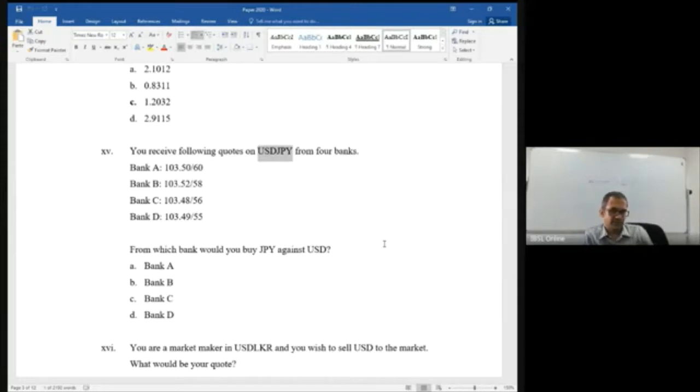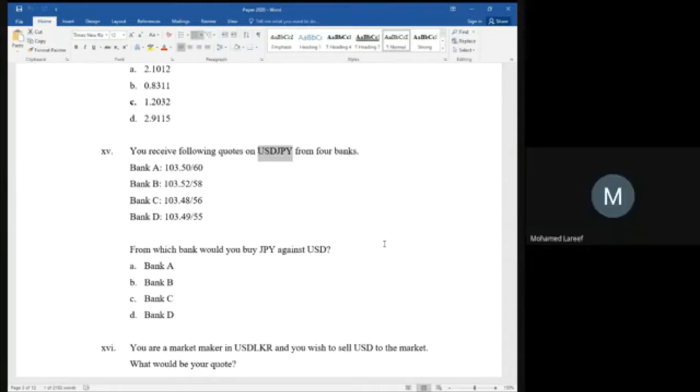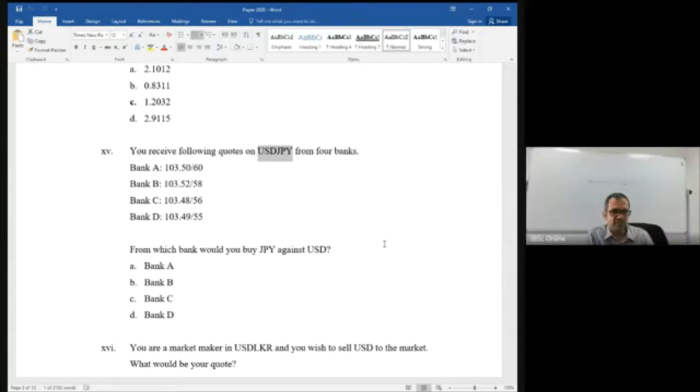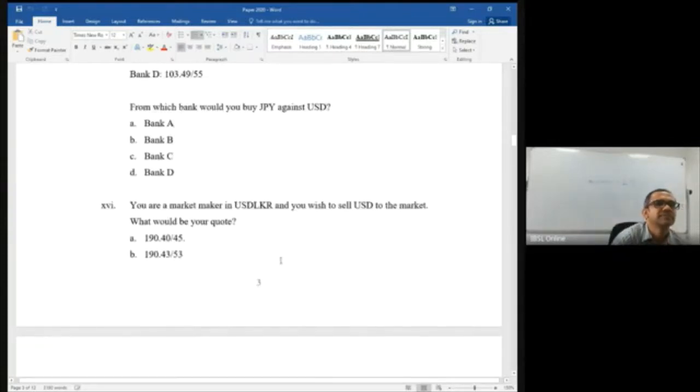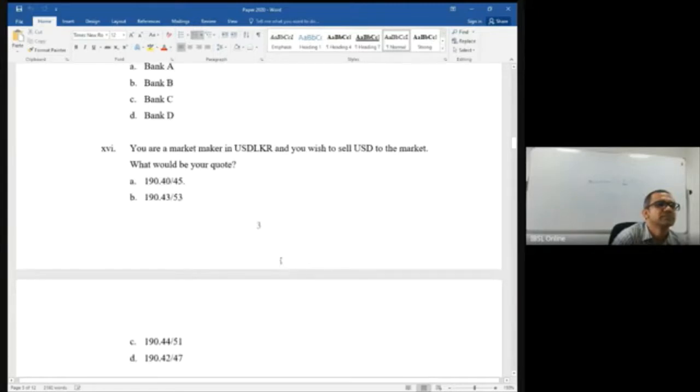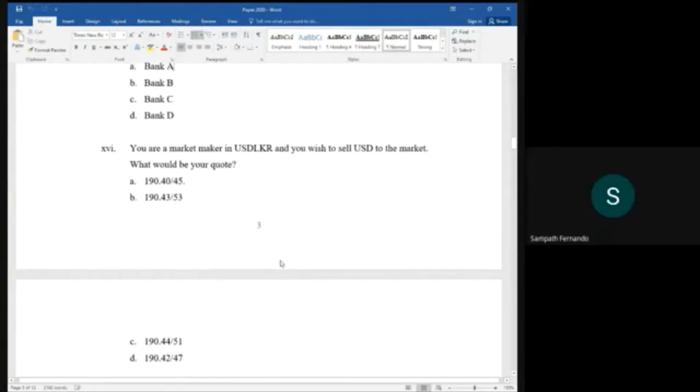But the question asks at what rate you buy JPY against dollar. In other words, it is asking at which rate you sell dollars in dollar yen. That means you sell dollars. So B. You sell dollars at the bid, so you need the highest bid. At what rate do you sell? 103.52. The answer is B, bank B. Is it bank B? Yes.